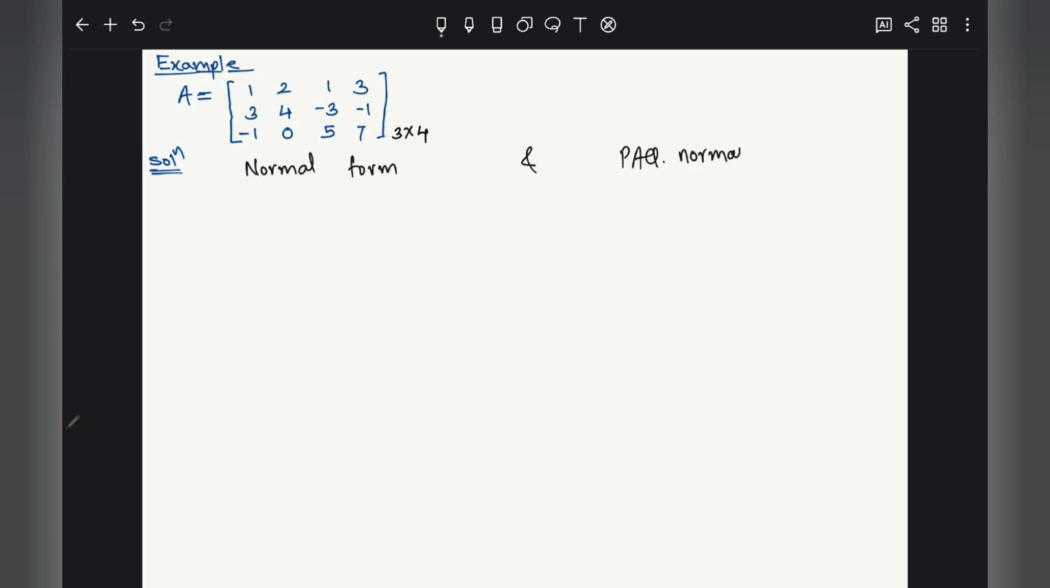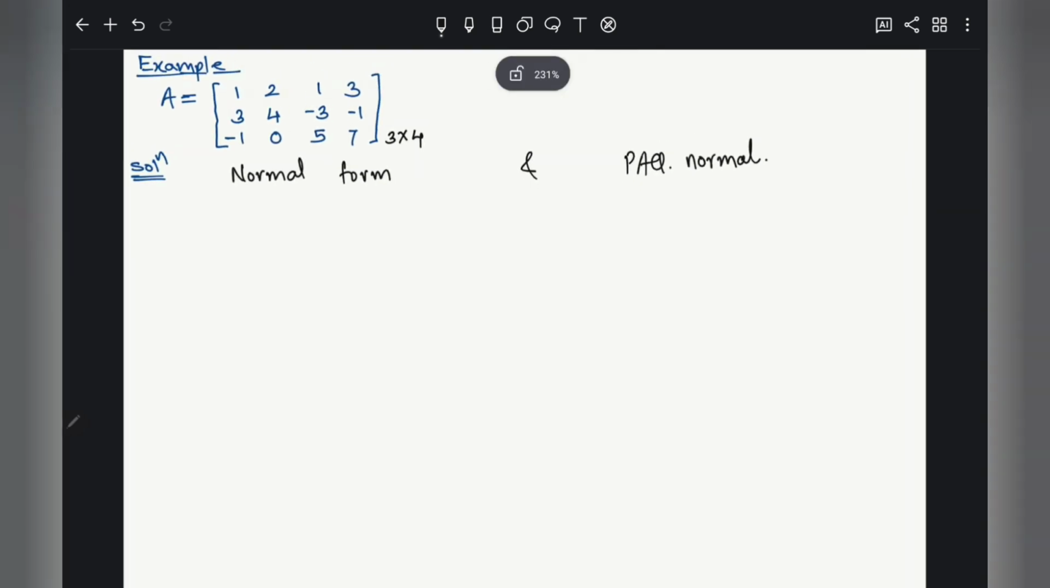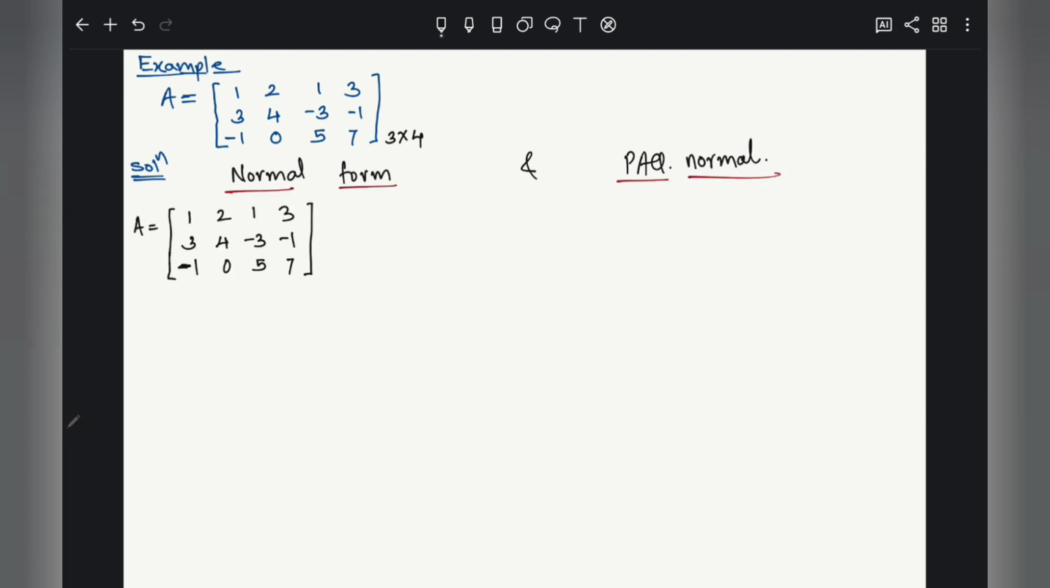So let's first focus on the normal form. I will show you comparatively, side by side, in both ways, so that it will be very easy for you to note the difference between the two forms. So let's first start with the normal form.